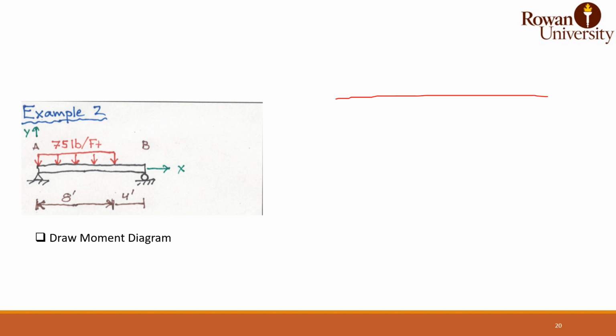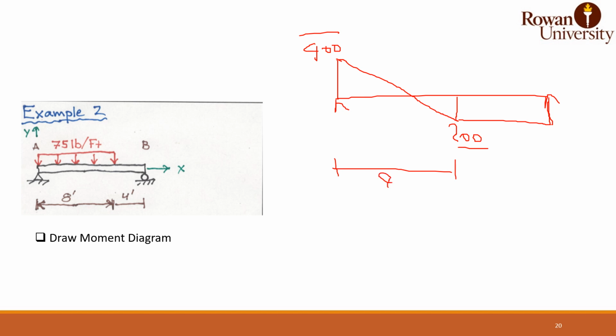To calculate the bending moment diagram, let's draw again the shear diagram. The shear diagram was 400 from the left with a positive sign, 200 with a negative sign. We will have a flat line here, and an inclined line here. Since this is 400 and this is 200 and this distance is 8 feet, by interpolation the relation between this distance and this distance will be similar to this distance to this distance.